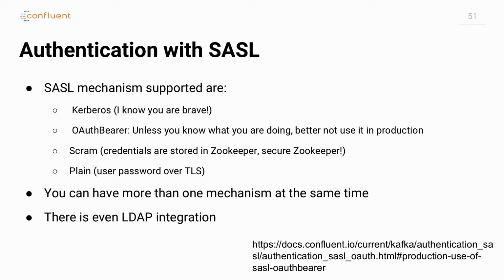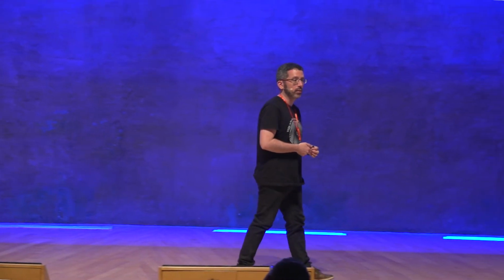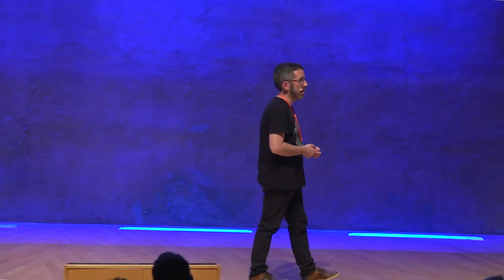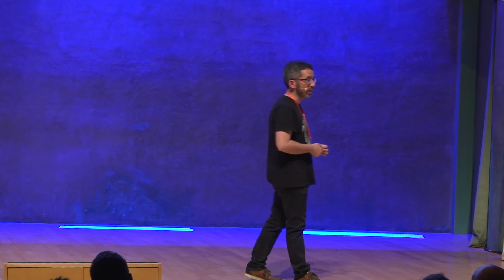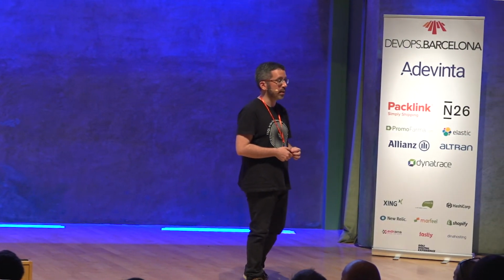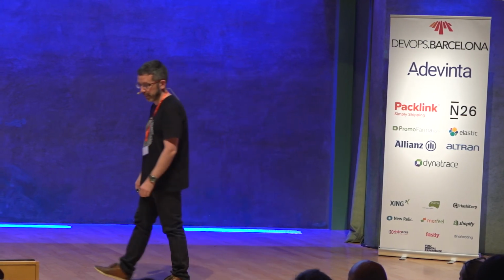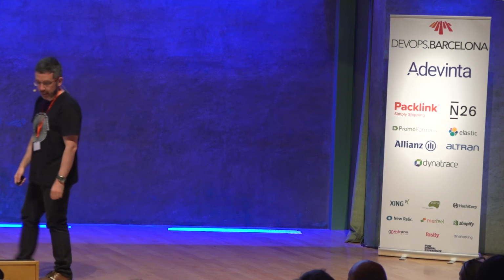For SASL, you can do Kerberos. I don't know your experience, but I always had a nightmare with Kerberos. It works very nicely, you put it very nicely, but when it fails, it's like... OAuth bearer. It means OAuth 2. Okay? Don't use it in production. Never, ever. If you are thinking to use tokens for Kafka, for the authentication, write your own. Okay? The one that is in the project doesn't work. It's not secure enough. SCRAM, plain.